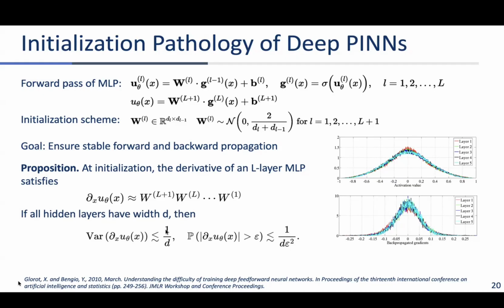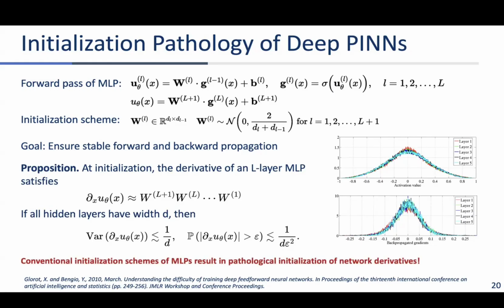So this means that if we want to employ a wider network, then we end up with a more degenerate initialization. So, long story short, the conventional initialization schemes of the MLP will result in a pathological initialization of the network derivatives, and of course of PINNs. Okay, how do we resolve that?